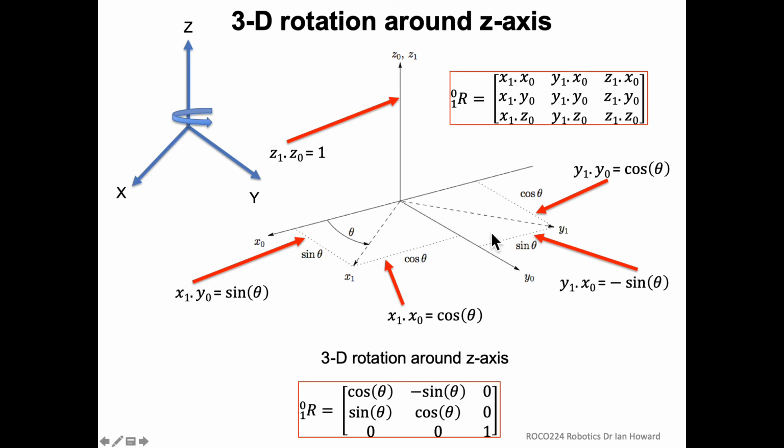Consequently, if we put in the upper 4 values that we had before, we end up with the cos, minus sine, sine, cos terms. We notice also that z1 doesn't project at all onto x0. This is orthogonal with x0, so this term is 0. z1 is also orthogonal to y0. There's no relation of anything here with anything down here, so this is also a 0. And z1 projects 100% onto z0, so that value is 1. So that's why we get these values here.